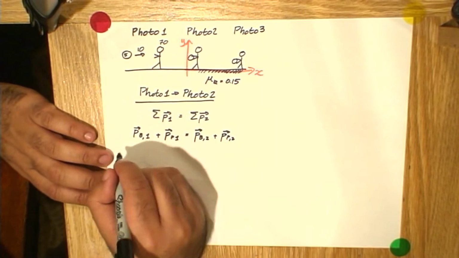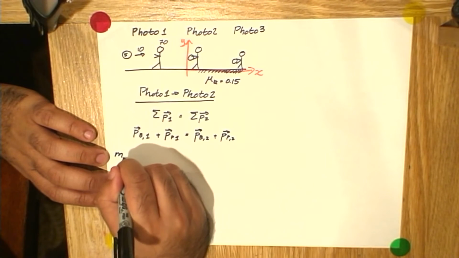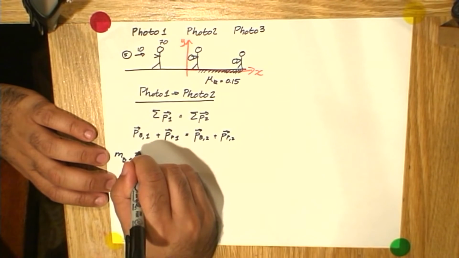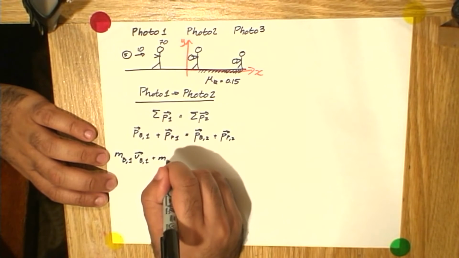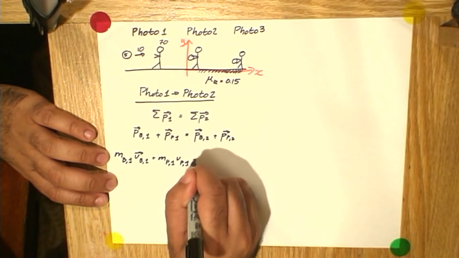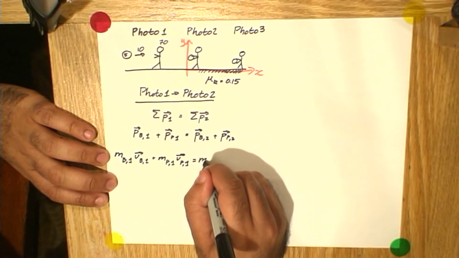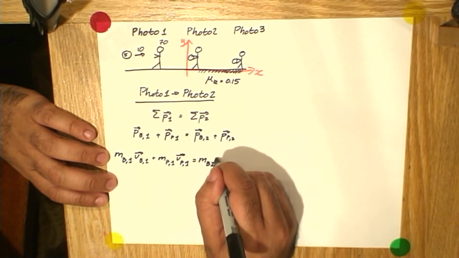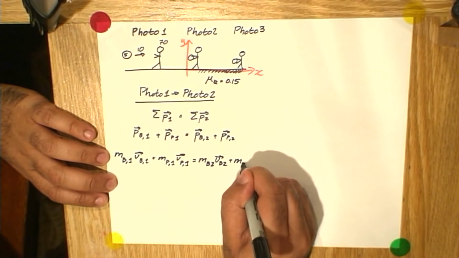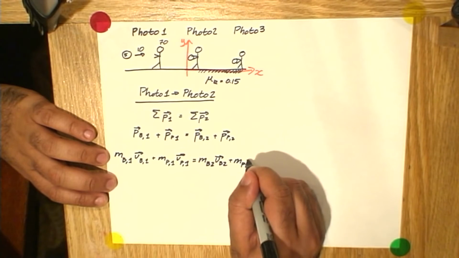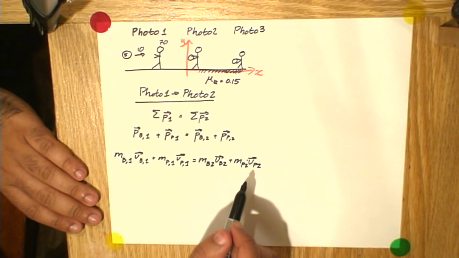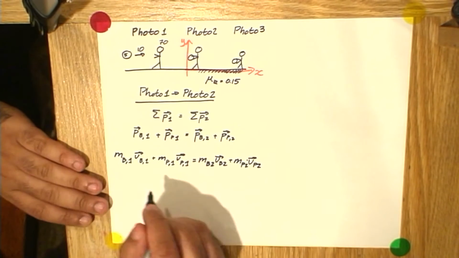Expand this out still further. The mass of the ball in photo 1 times the velocity of the ball in photo 1 plus the mass of the person in photo 1 times the velocity of the person in photo 1 is all equal to the mass of the ball in photo 2 times the velocity of the ball in photo 2 plus the mass of the person in photo 2 times the velocity of the person in photo 2. Now we're ready to substitute in all of the information that we know.